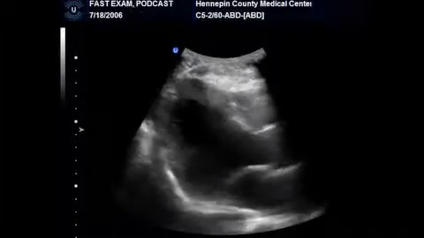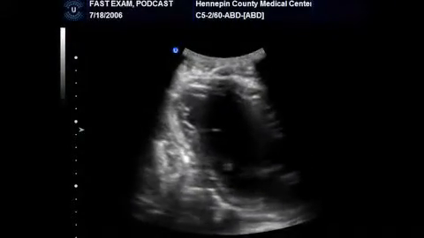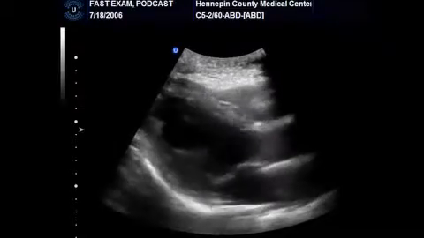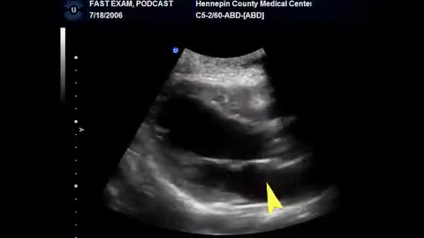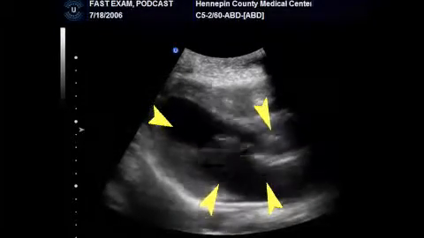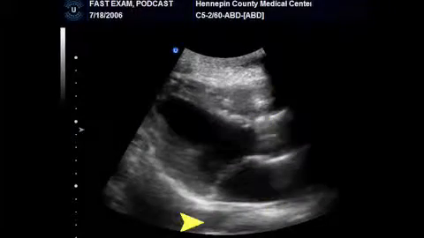By sliding the probe inferiorly and laterally, you'll be able to visualize around the apex of the heart. The normal structures in this view should be the left atrium, mitral valve, left ventricle, aortic valve, the aortic root, and you may possibly see the descending aorta.